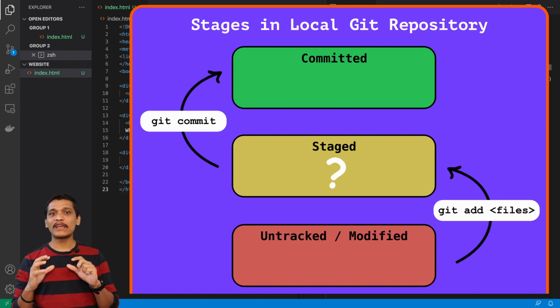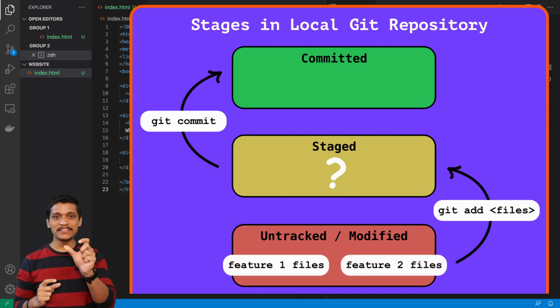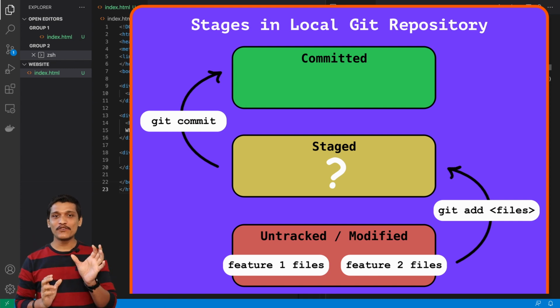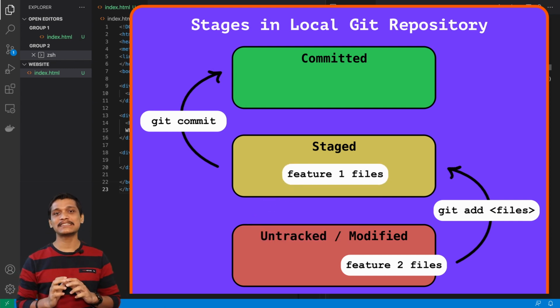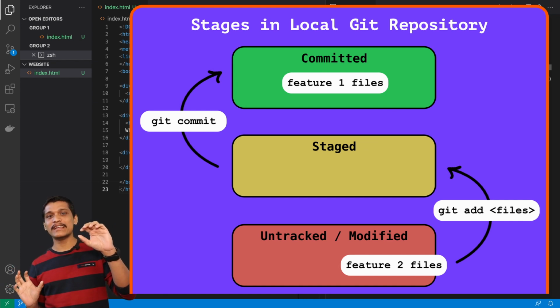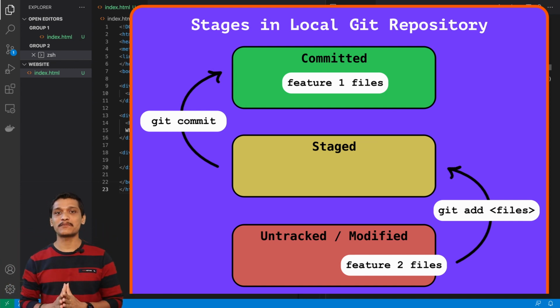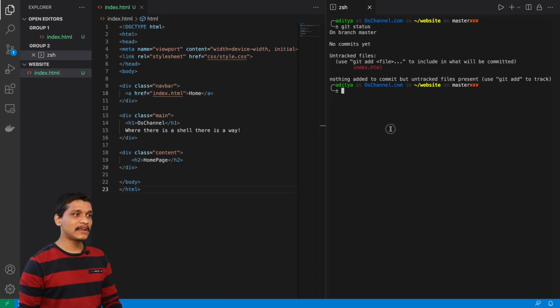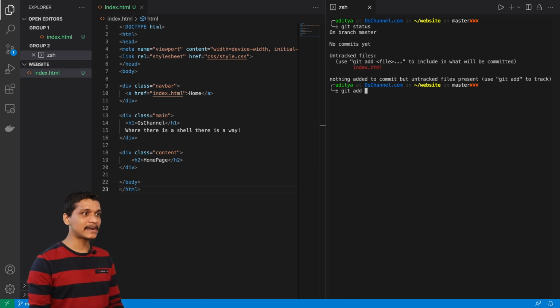So let's say you are working on two features at the same time, and feature 1 has 4 files and feature 2 has 4 files. Let's say you've completed working on feature 1, so you can move those 4 files to the staging phase and then run the git commit command, and it will only commit the files in the staging phase. So the feature 2 files will not get committed, or the snapshot for the feature 2 files will not be taken.